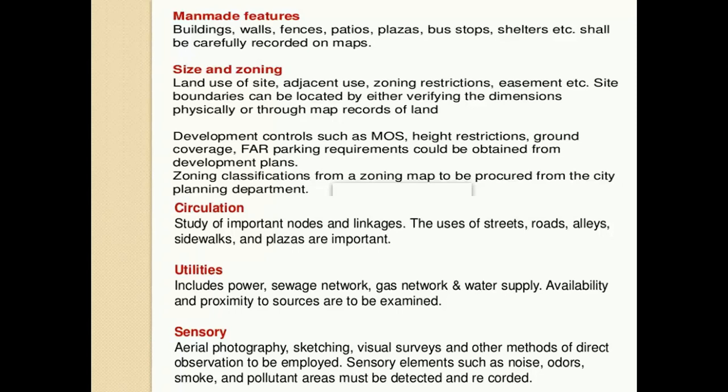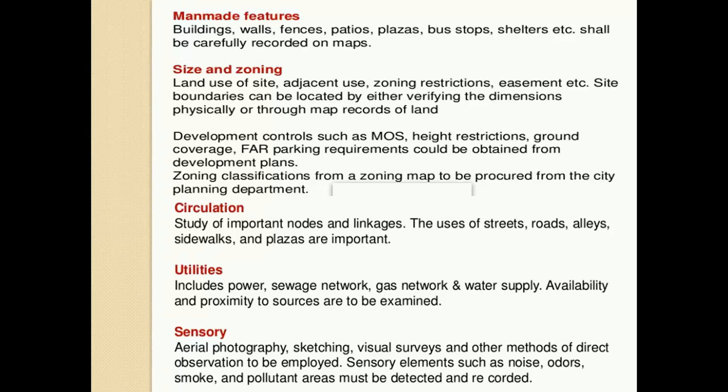And then site boundaries can be located either by verifying dimensions physically or through a map. Then development controls such as FSI, height restriction, ground coverage. If there is an airport nearby, then we cannot make a tower there. Such zoning classification, a zoning map, is to be obtained from the city. So these are the things we need to consider.